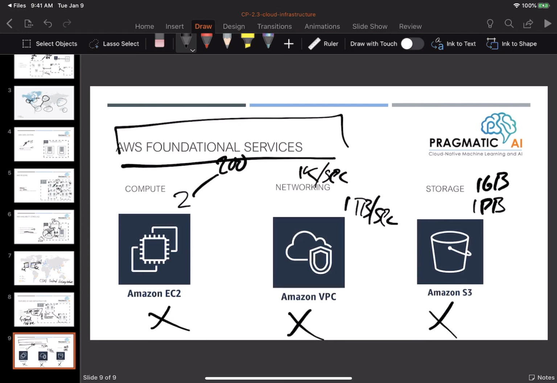Now, the last thing I'll wrap up with is that when you're taking the Cloud Practitioner exam, this is really one of the most important lessons that we've covered. And it's important to understand, in particular, these concepts of highly available services and that they're fault tolerant, and also that the foundational services are compute, networking, and storage.